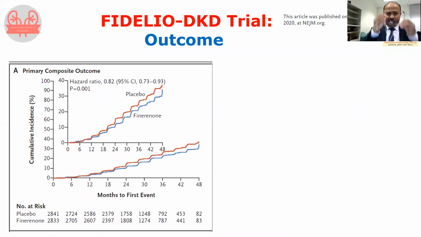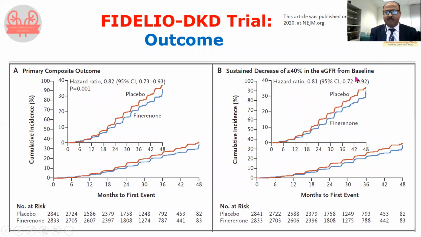This is the main result. Primary composite outcome: the hazard ratio is 0.82. This means we have 18% reduction of renal outcome, and the p-value is highly significant. I'm going to explain this in the hazard ratio table. And this is the sustained decrease of GFR of 40% in the estimated GFR from baseline. Again, significantly less in Finerenone in comparison to placebo. 19% reduction.